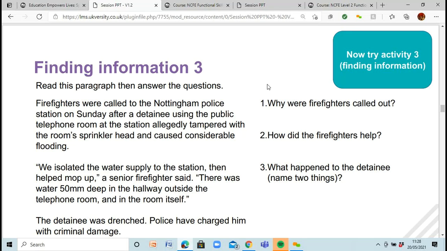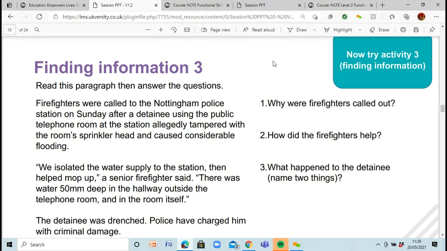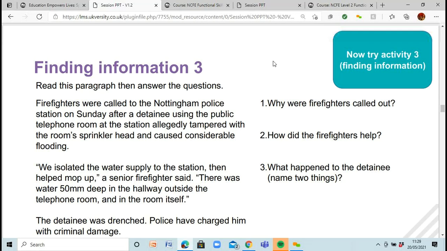So please remember, if you don't know a particular word, let me know what it is and I'll explain. Now, we isolated the water supply to the station, then helped mop up, a senior firefighter said. There was water 50 millimeters deep in the hallway outside the telephone room and in the room itself. The detainee was drenched. Police have charged him with criminal damage. Are there any words in here that anybody wants me to clarify? Nope. Okay. Fantastic. So, why were firefighters called out?